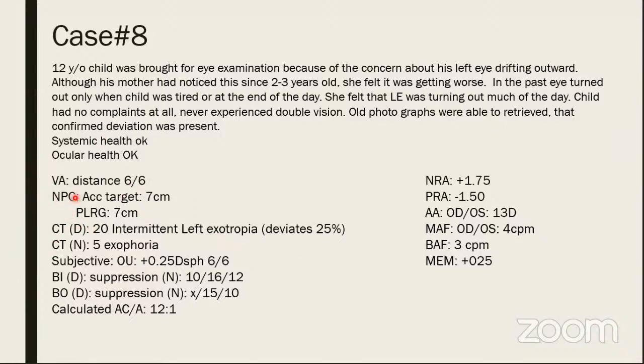Visual acuity is 6 by 6, and NPC with accommodative target and PLRG is okay. In cover test, the patient has 20 prism diopters of intermittent left exotropia for distance and 5 prism diopters of exophoria for near. Subjective is 0.25, and for distance, because of the left intermittent exotropia, in base out and base in there is suppression, and near is this, and the calculated AC/A ratio is 12 to 1. NRA is this, PRA is this, BAF and MEM is this. So what would be the provisional diagnosis of this case?